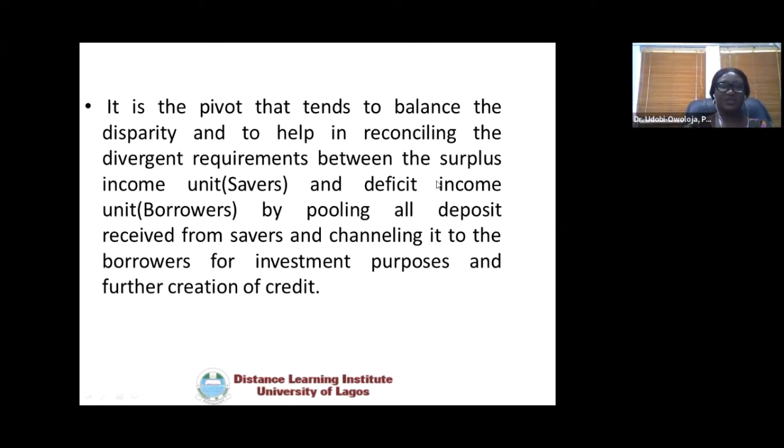I said it is the pivot that tends to balance the disparity and to help in reconciling the divergent requirements between the surplus income unit, another word for that are the savers, and the deficit income units, which we also refer to as the borrowers. And how do they achieve this? It is by pooling all deposits received from savers and channeling it to the borrowers for investment purposes and for further creation of credit.